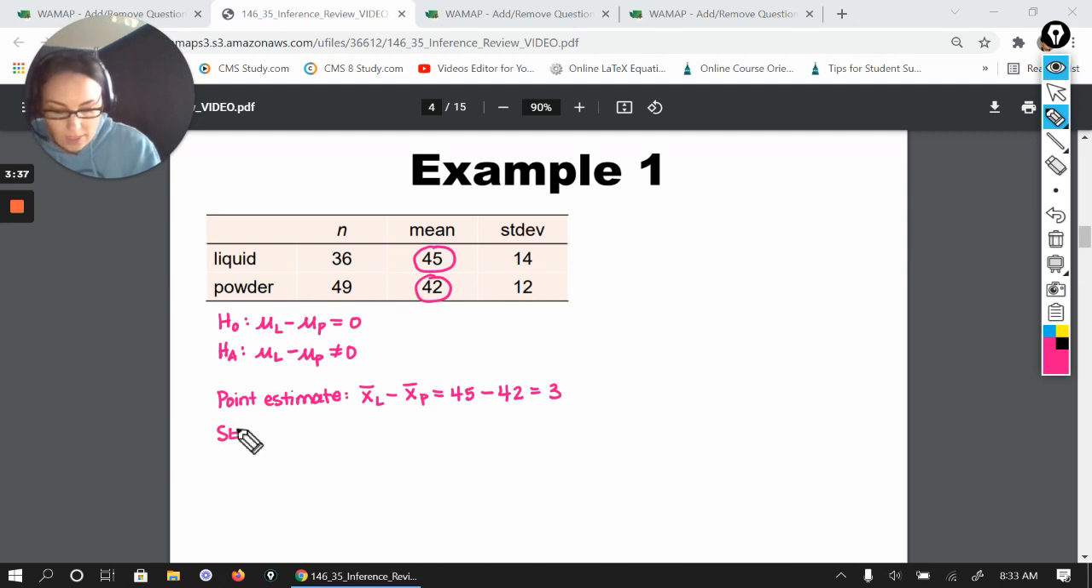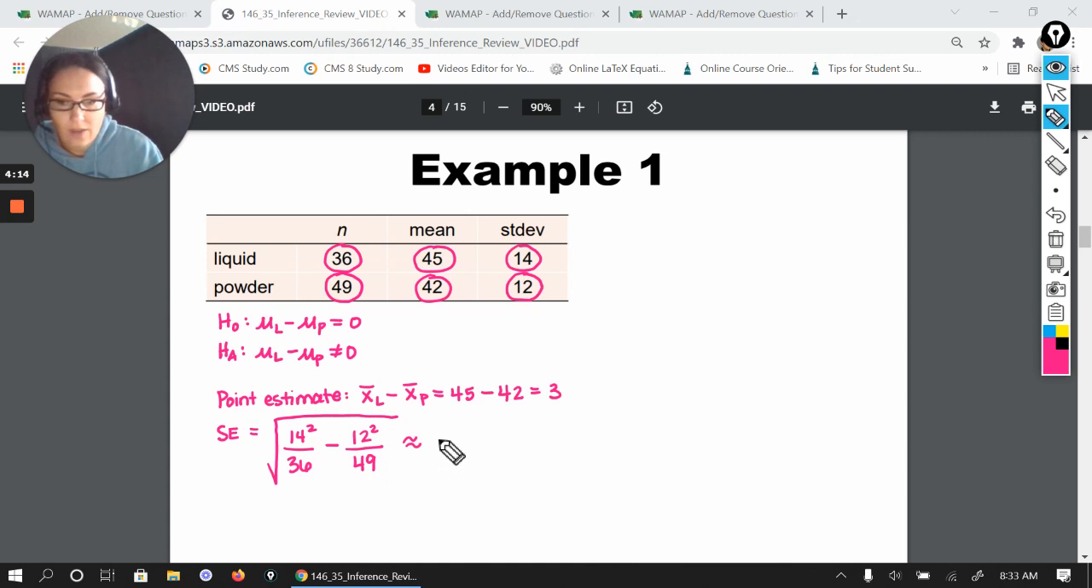We can also calculate the standard error. Because this is a difference of means, we would look up the standard error formula for the difference of 2 means. So this is going to equal the square root of standard deviation for the first one, 14 squared, divided by the n for the first group, which is 36, and then we add the standard deviation for the second group, squared, divided by the sample size of the second group, so 49. And when we type all of that into the calculator, we get approximately 2.895.